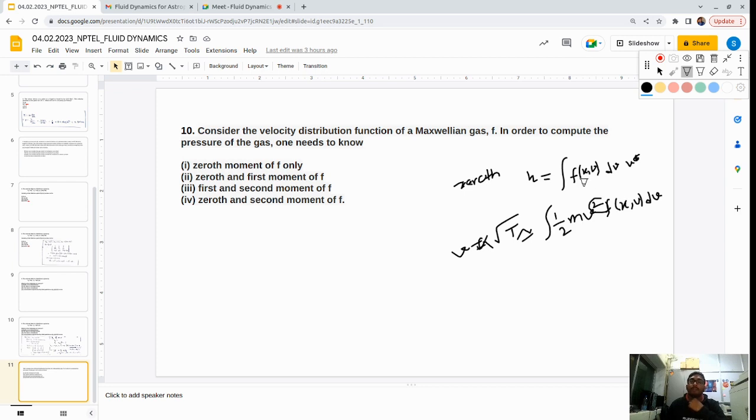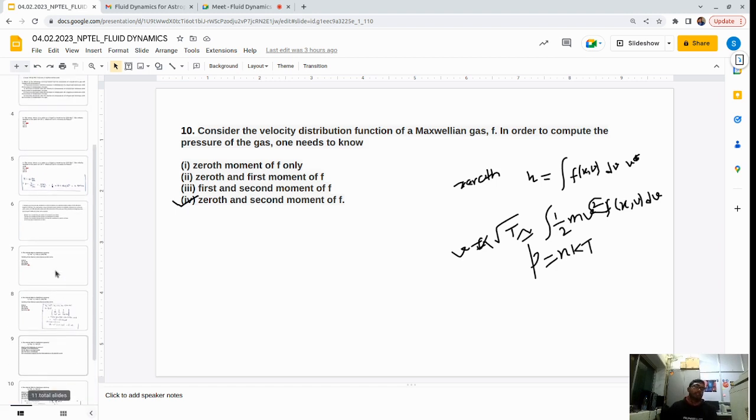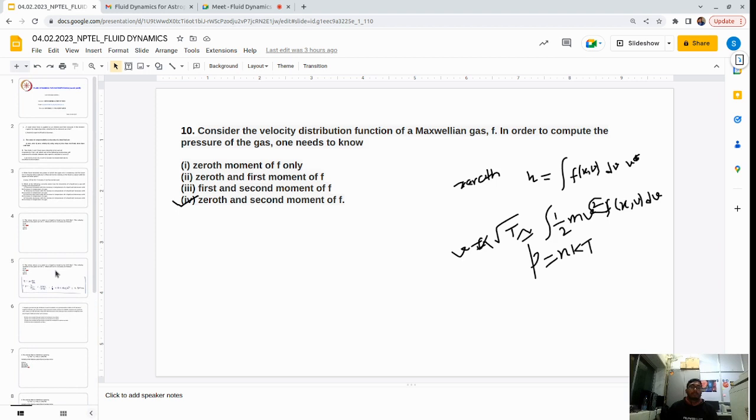So you need the 0th moment of f for calculation of density, and you need the second moment of velocity for calculation of temperature. So if you know the 0th and second moment, then you can find out the pressure as P is equal to N kBT. Okay, so this is the answer. Any problem? No. Okay, so I have this much today. I hope things are clear to all of you.